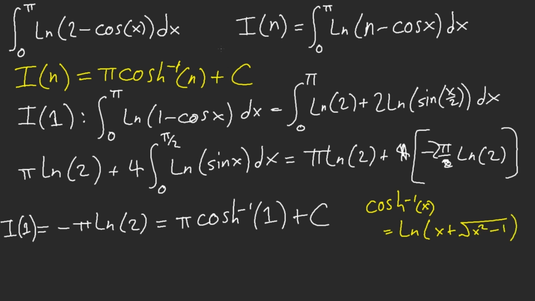Because if you plug in cosh theta, you get sinh theta here, and then you get cosh theta plus sinh theta, which is equal to e to the theta, and then ln of e to the theta is just theta, in which you get back inverse cosh. So that's how I know it's this.